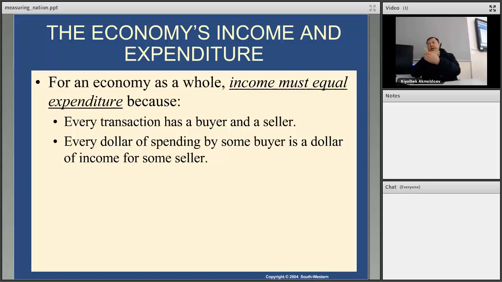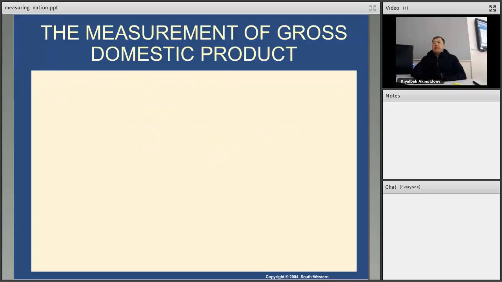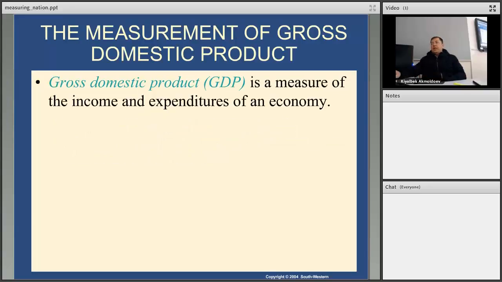Income equals expenditure. That is why when we want to measure the income of a nation, we have to look at the expenditure rate: how much people are spending to buy goods and services, and how much people are earning from selling goods and services. This is what income equals expenditure means. Next, the measurement of gross domestic product.